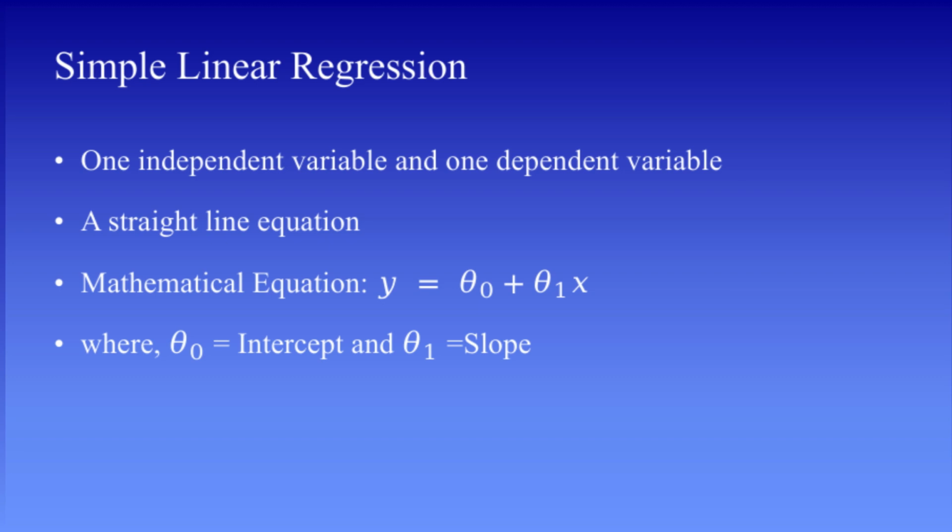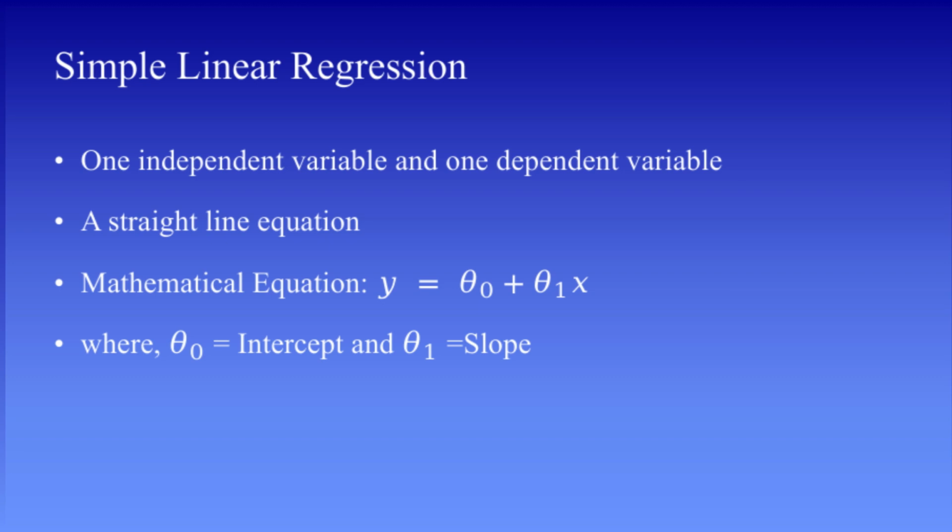Now let's move to simple linear regression, which is the most basic form of linear regression and the foundation for understanding more complex models. In simple linear regression, we work with one independent variable and one dependent variable. The goal is to establish a relationship between these two variables using a straight line.